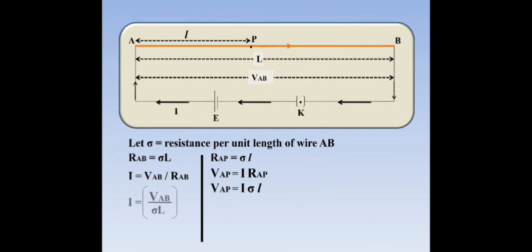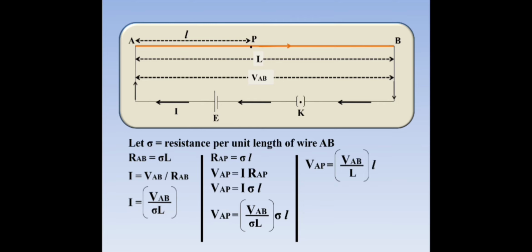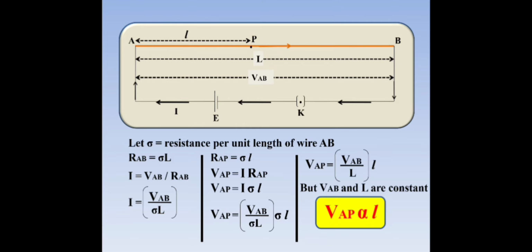But current flowing through the wire AB is I = VAB/σL. Therefore, VAP = VAB/σL × σl. Therefore, VAP = VAB/L × l. But potential difference across the wire AB and length of the wire AB, that is capital L, are constant. Therefore, we can write VAP is directly proportional to l.